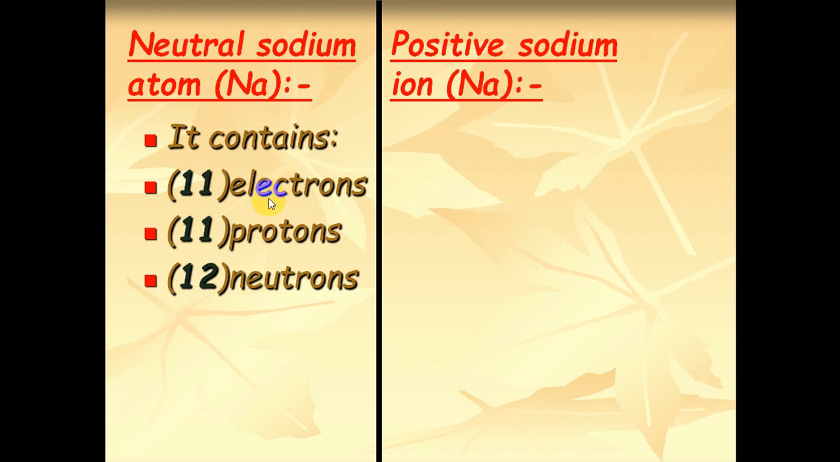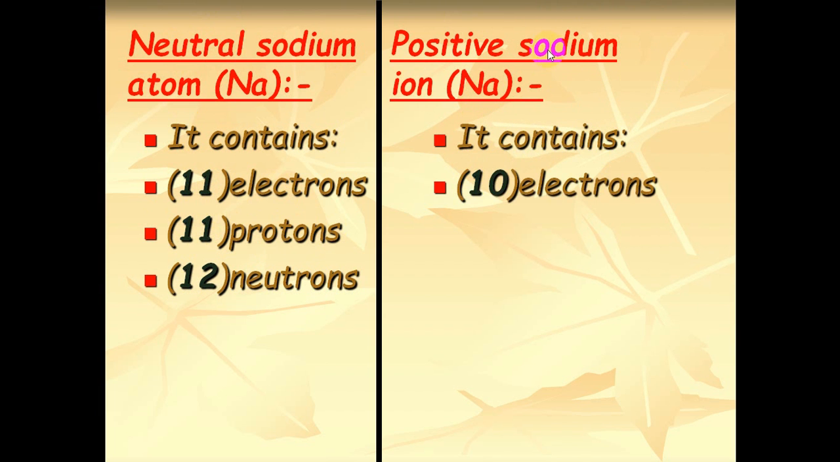So if you look here, you will find that the number of electrons, the negative, equals the number of protons, which is positive. So when they are equal, we call this atom neutral, the positive equals the negative. But here it contains the positive sodium ion.